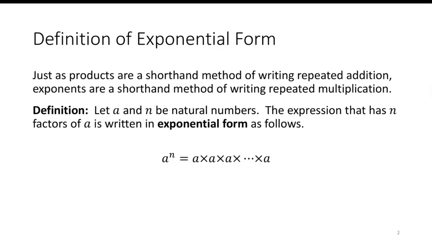So just as products are a shorthand method for writing repeated addition, we can use exponents as a shorthand method for writing repeated multiplication. The definition of an exponential form is thus. Let a and n be natural numbers, that is, whole numbers that are greater than 0. The expression that has n factors of a is written in the exponential form as follows, where a to the n is a times a times a times a, however many a, we have n different factors of a being multiplied together.